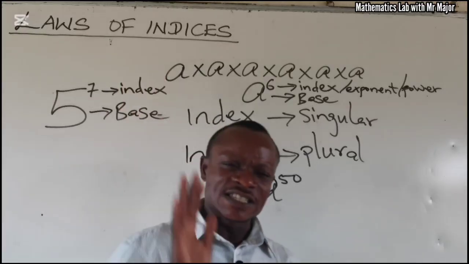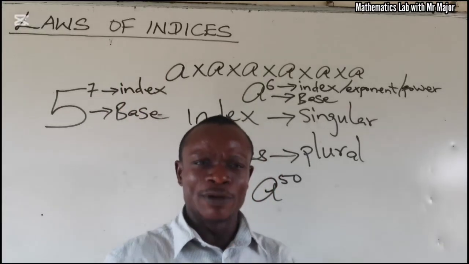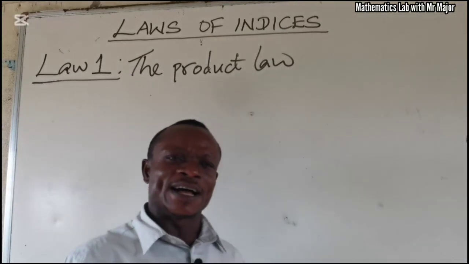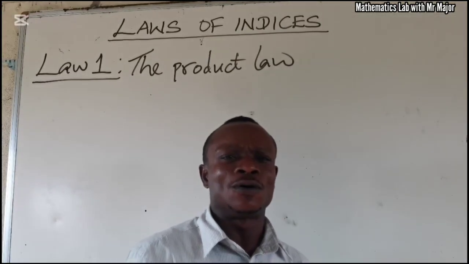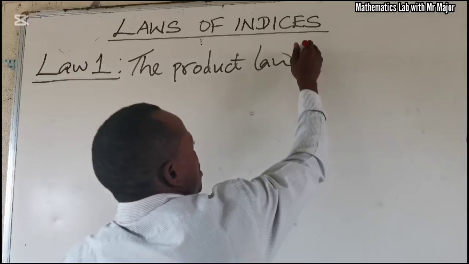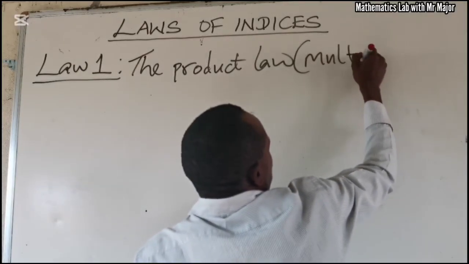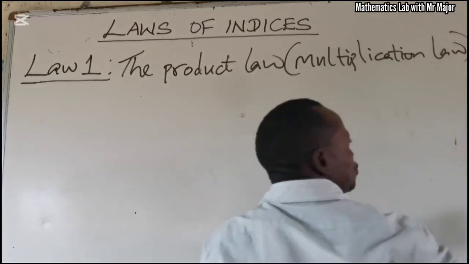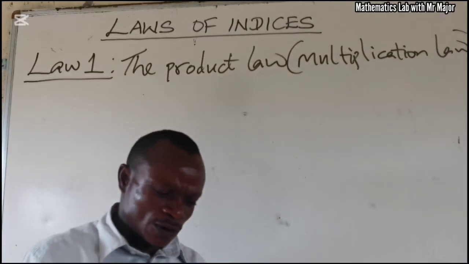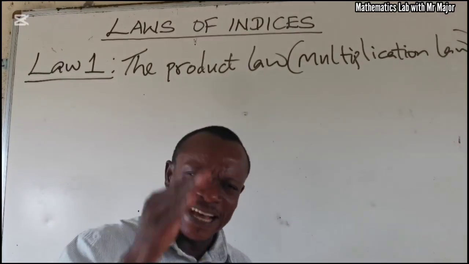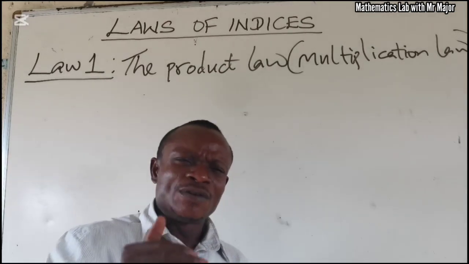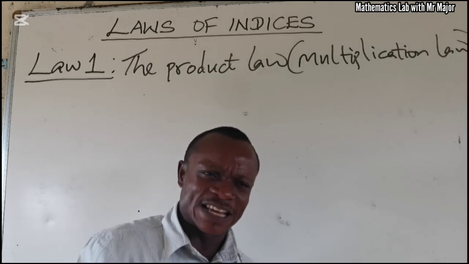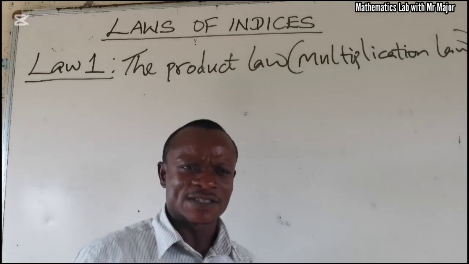So our focus today is going to be on the laws of indices. Basically, we have 6 laws of indices. I will be looking at the 6 laws today. The first law we are looking at is the product law. The product law is also known as the multiplication law. What is this product law? The product law states that if the bases of a multiplication expression are the same, then you add the powers.